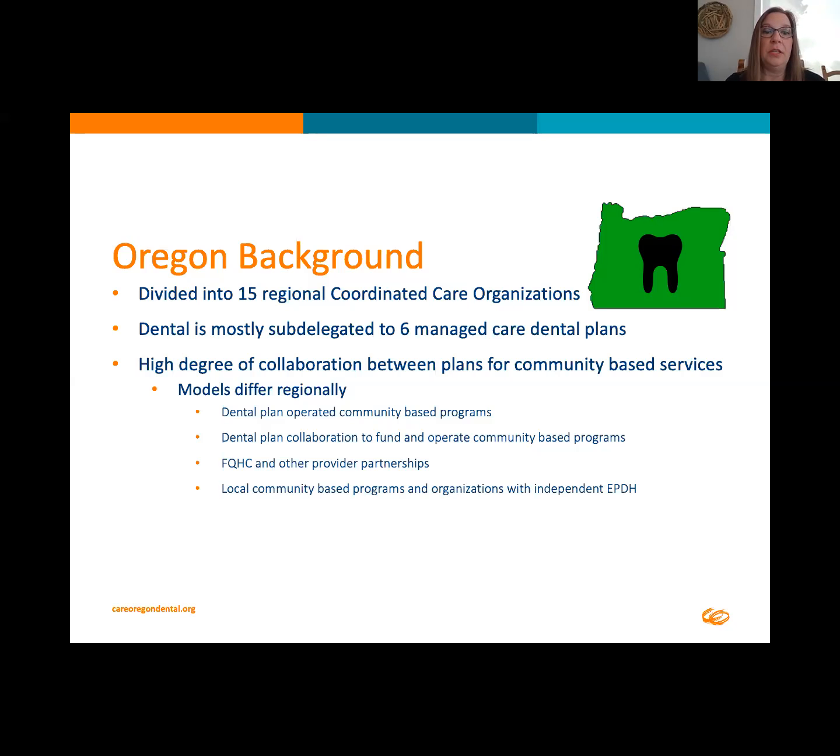We have other examples where the dental plans actually get together and fund and operate something collectively on behalf of all of us. We have some communities where the FQHCs or other provider partnerships are providing services in the local communities, and then independent expanded practice dental hygienists that usually have some sort of partnership with a community-based organization, but are essentially functioning under their independent component of their license. Next slide.